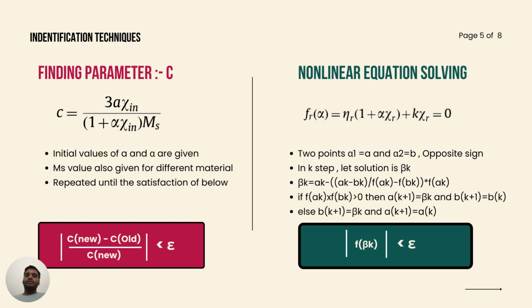Okay, and now the final condition is if the mod of the function of beta k is less than epsilon, then that will be the final root value of the one parameter alpha. And similarly we can find it for k and a, for the other two nonlinear equations. So these are the two basic techniques to find the parameters, and we have found the four parameters from these techniques.